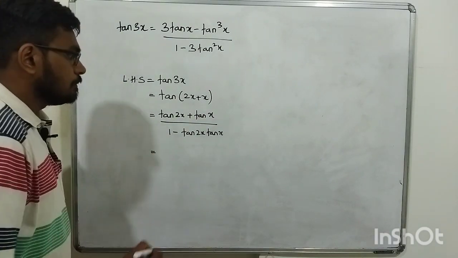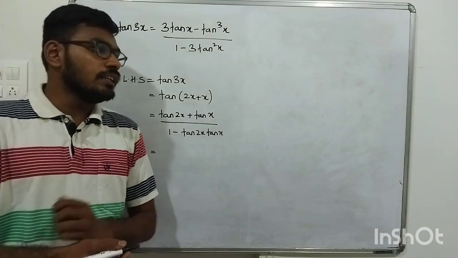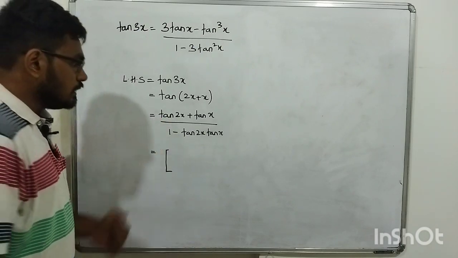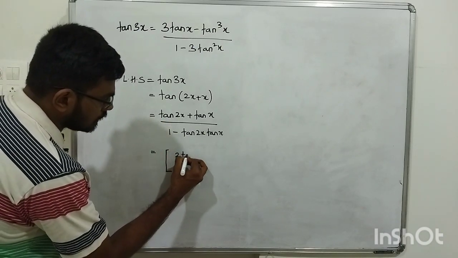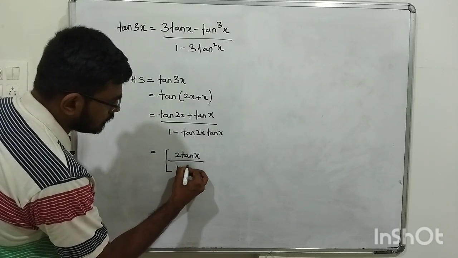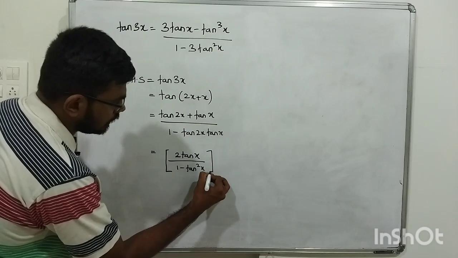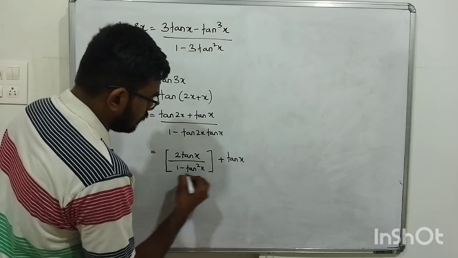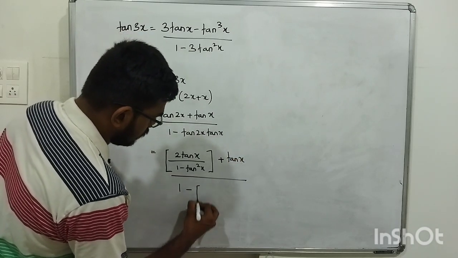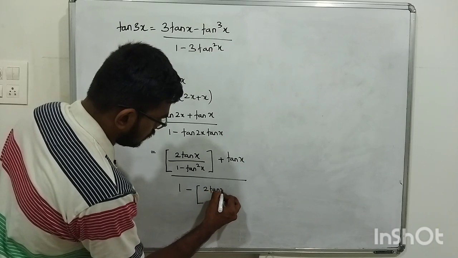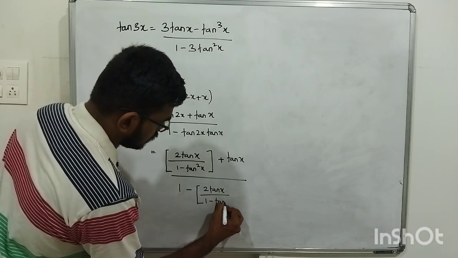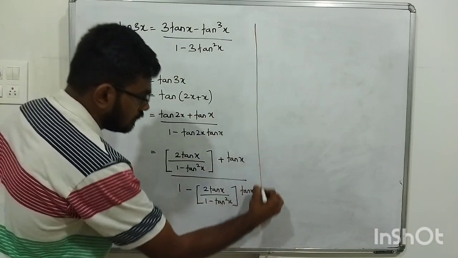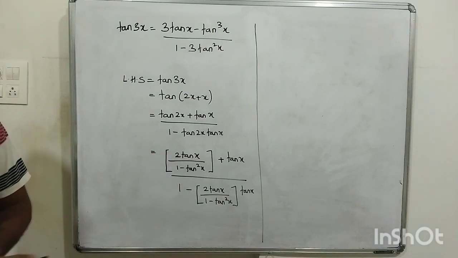Then just simplify this. In place of tan 2x, we have already derived what is tan 2x. You can go back and see tan 2x is 2 tan x upon 1 minus tan square x. In place of tan 2x I am writing 2 tan x upon 1 minus tan square x plus tan x as it is, upon, again here in place of tan 2x I am writing 2 tan x upon 1 minus tan square x into tan x. Now finally we have to just simplify this and we will get the answer.